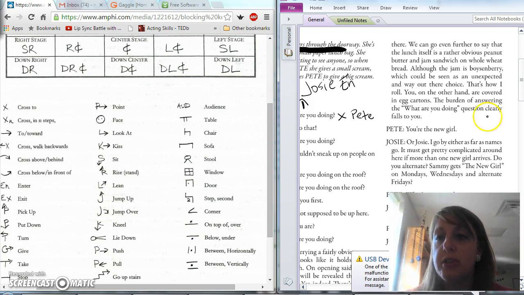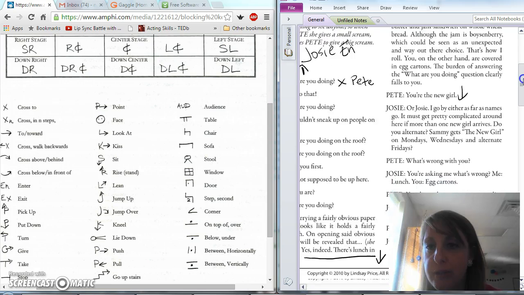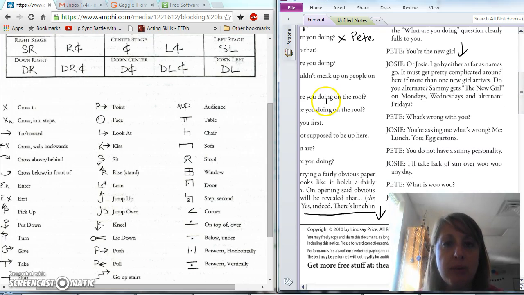So Pete says, you're the new girl. I'm going to have Pete sit there. So now they're both sitting side by side. So this is how we write proper blocking. We use these symbols here to indicate what the actors are doing. My task for you, well, actually, let's do one other thing before I say what my task is for you. Okay, I want to use some blocking where I use these symbols right here, but I also use some of these symbols here.